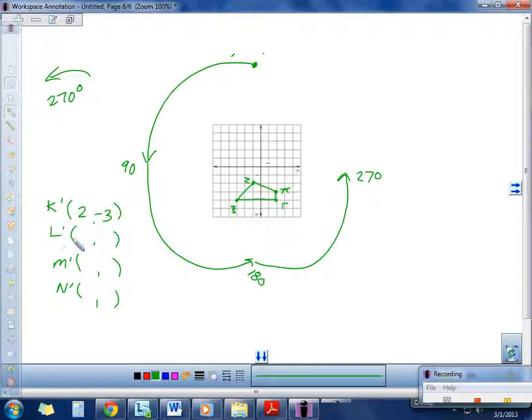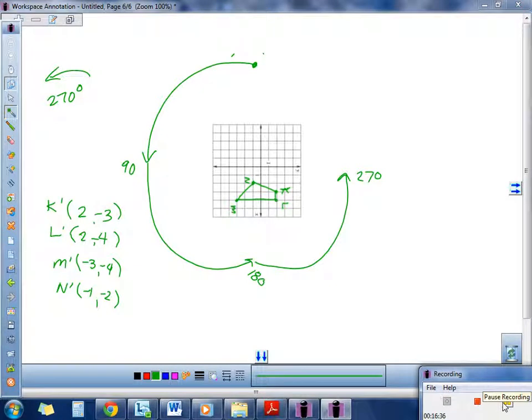I want to do the same thing for my L in this new location. It's right 2 and down 4. Sorry, right 2 is positive. Right 2 and down 4. What's my position for my M where it's sitting right now? Start at the origin. I go back 1, 2, 3, left 3 and down 4. Now my new position for my N is left 1, down 2.